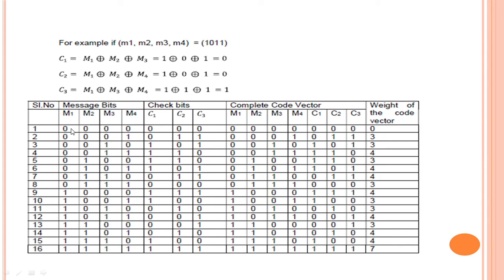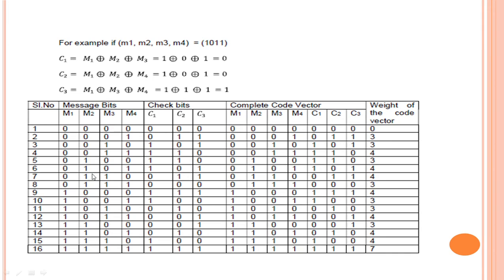So why did we get 16 here? Because n takes the value 7, so 2 power k, where k takes the value 4. So 2 power 4 will be 16. So we'll be getting 16 message vectors for this problem. For the 16 message vectors, we are going to generate our check bits using the formulas C1, C2 and C3.